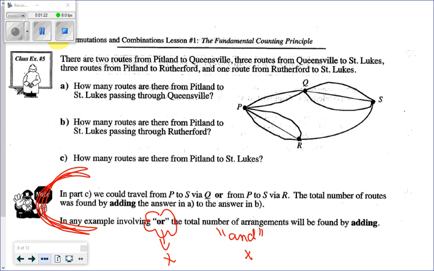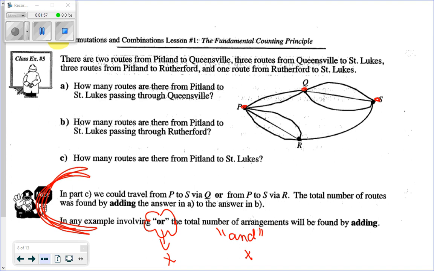So for example here, it says there's 2 routes from Pitland to Queensville, so that's the P and the Q. And 3 routes from Queensville to St. Luke's, so Q to S. There's 3 routes from Pitland to Rutherford, so that's the PR, and 1 route from Rutherford to St. Luke's, so that's the RS. How many routes are there from Pitland to St. Luke's through Queensville? In other words, how many ways are there to get from here to here, assuming I have to go through Queensville?